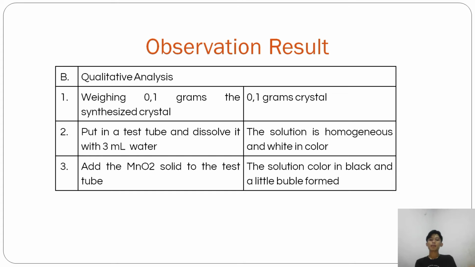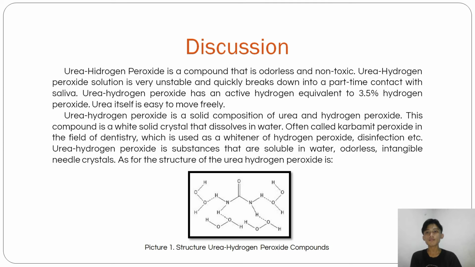Number 3, add the MnO2 solid to the test tube. The observation: the solution color is black and a little bubble formed. Discussion: urea hydrogen peroxide is a compound that is odorless and non-toxic. Urea hydrogen peroxide solution is very unstable and quickly breaks down on contact with saliva.